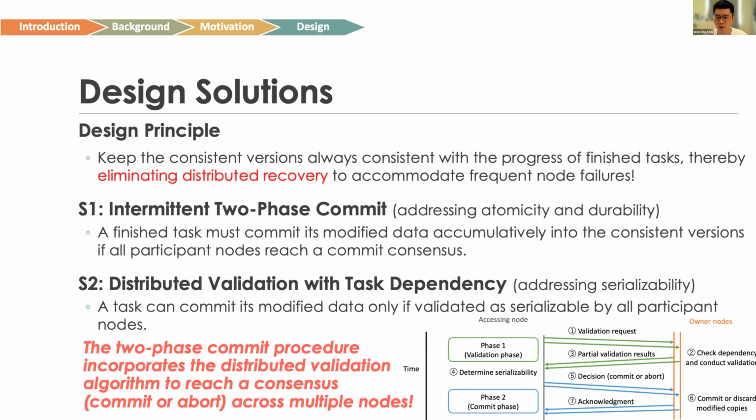Moreover, we propose the distributed validation with task dependency resolution to validate the serializability of a task that may access and borrow data copies from multiple nodes. A task can commit its modified data only if validated as serializable by the network. Thus, the serializability can be enforced. Finally, we have the two-phase commit procedure incorporate the distributed validation algorithm to reach a consensus across multiple nodes.